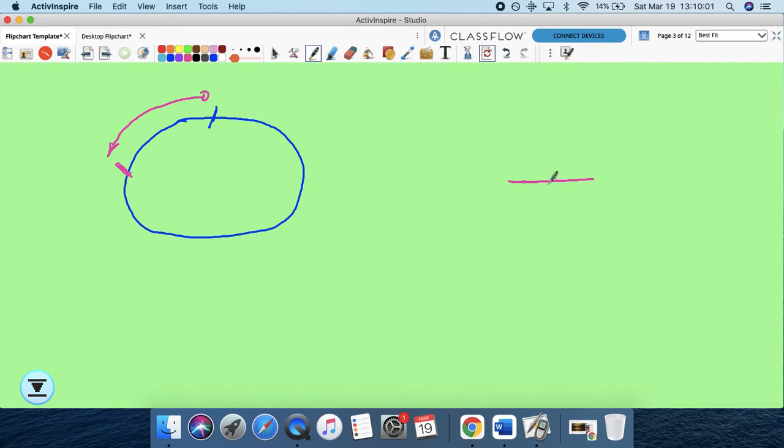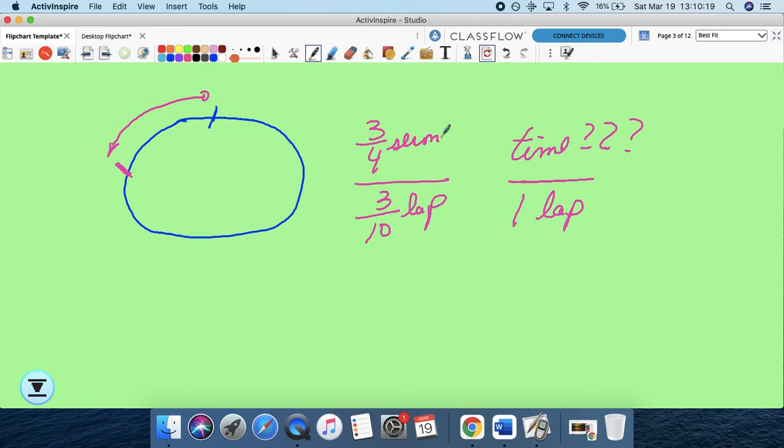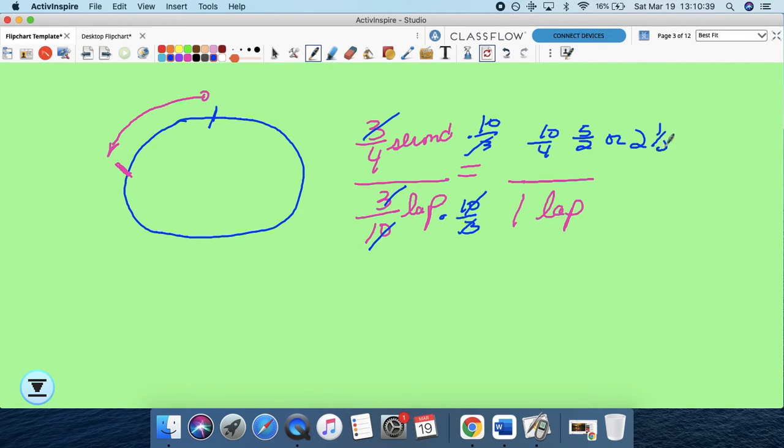So we want the unit rate, but now we want to know 1 lap, right? 1 circle, how long does it take? So what's the time? I know that 3/10 of a lap, how long does it take? It tells us that he goes 3/4 of a second. Well, no, this is just another proportion. Times 10/3. Times 10/3. You get 10/4, which simplifies to 5/2, or 2.5 seconds. Must be a very fast object.